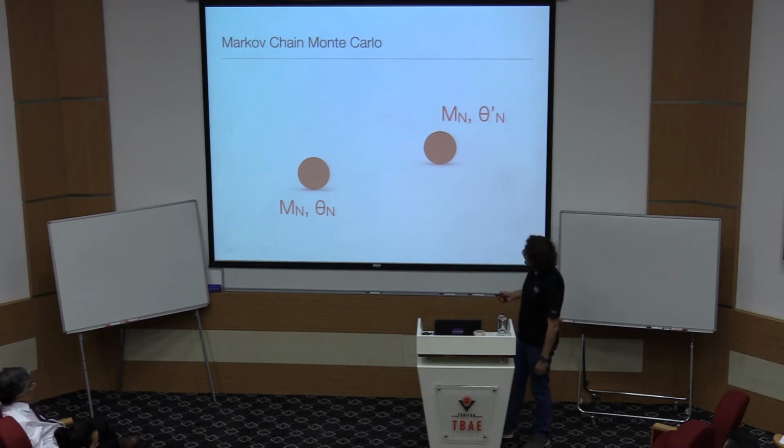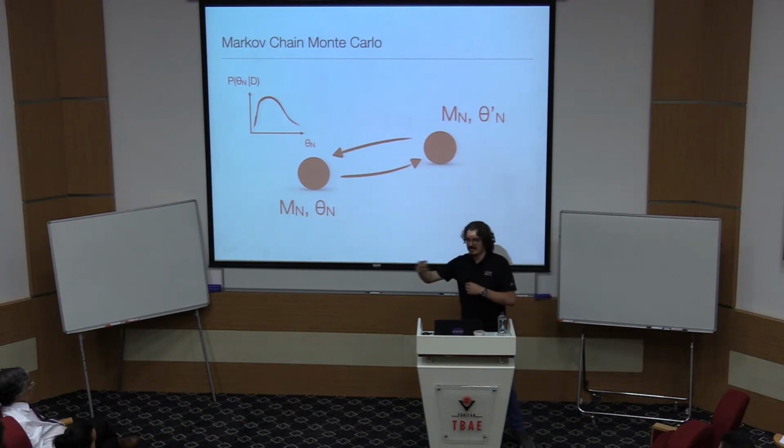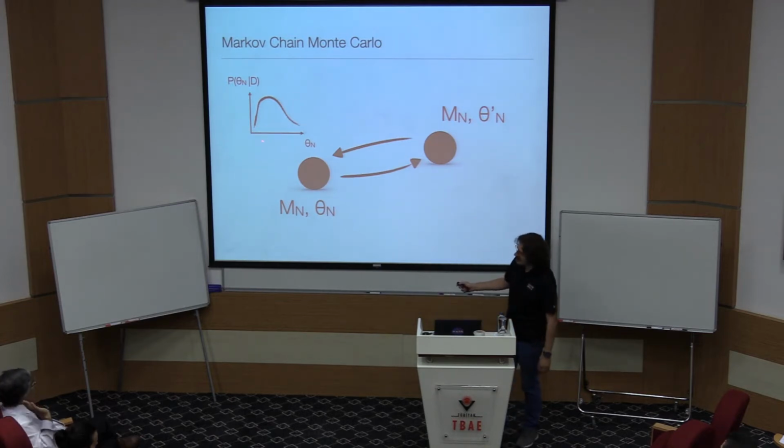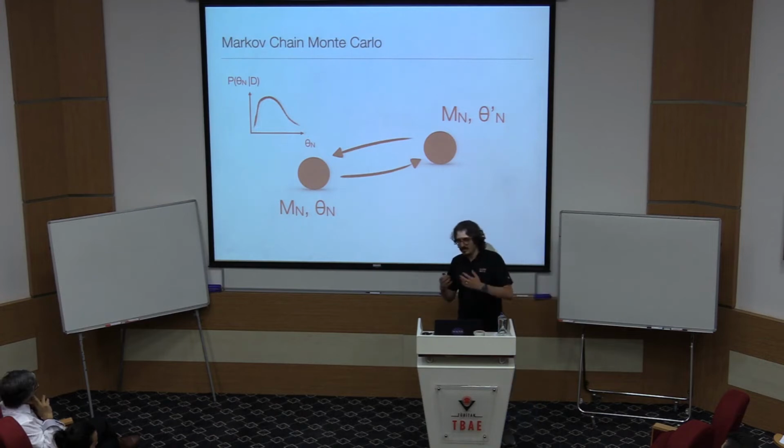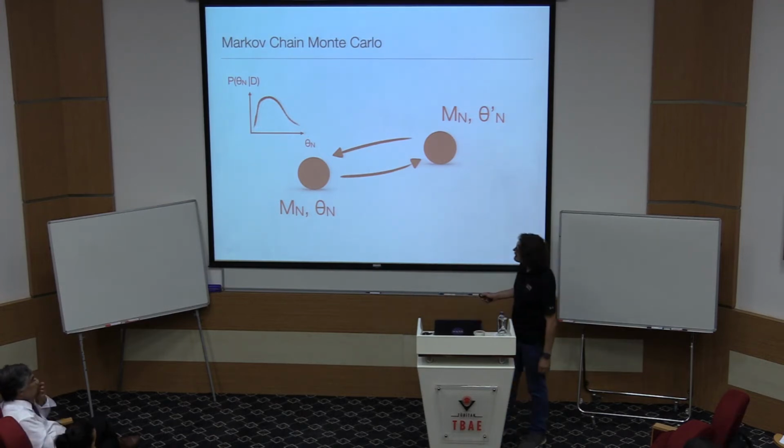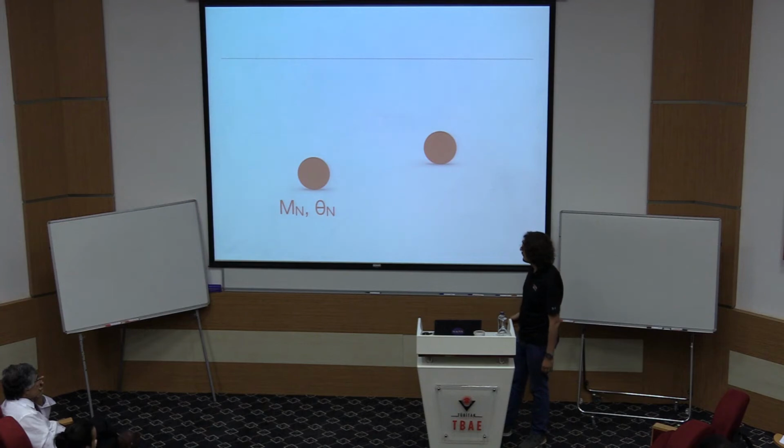So the way you do this is you propose changes from state to state. You start with some state, you propose a jump to yet another state, and depending on the log likelihood differences, you either accept or reject, and then you do this a million times, and eventually you get a posterior like this. Essentially, this posterior comes from the frequency of your visits to the different states as a function of your parameter theta sub n.